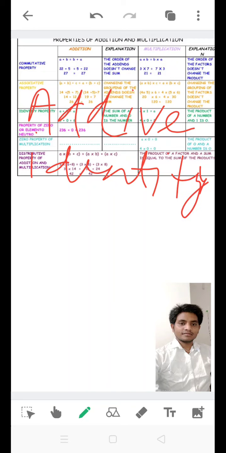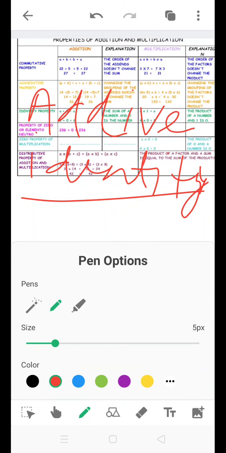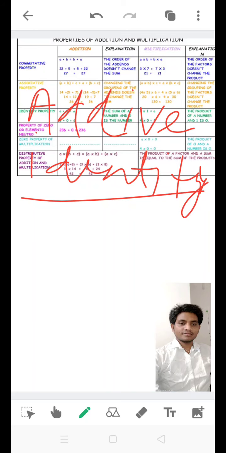Additive identity. In this property, we have any whole number or natural number. Then we add 0, then that number cannot be changed. Example, a plus 0 comes out a. When we add 0 with any number, the number cannot be changed. That means a plus 0 equal to a.